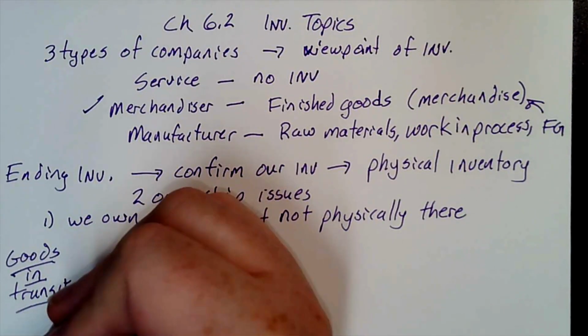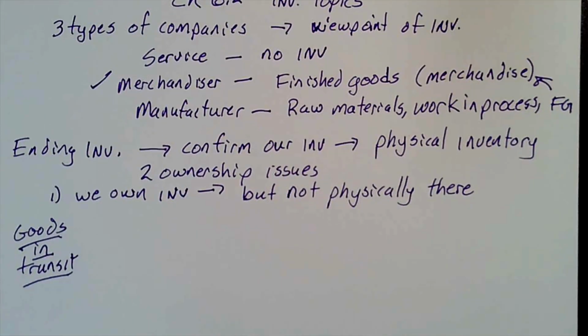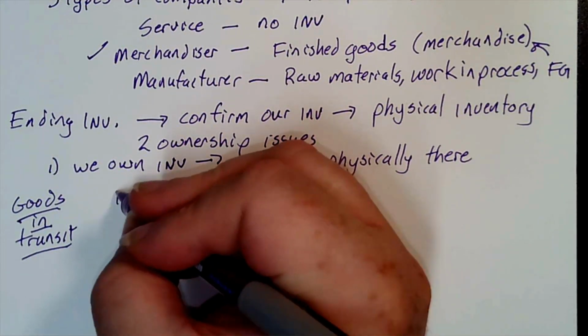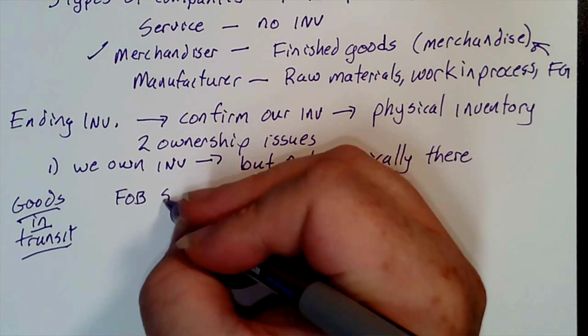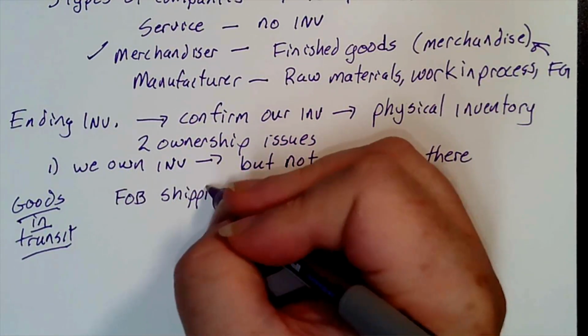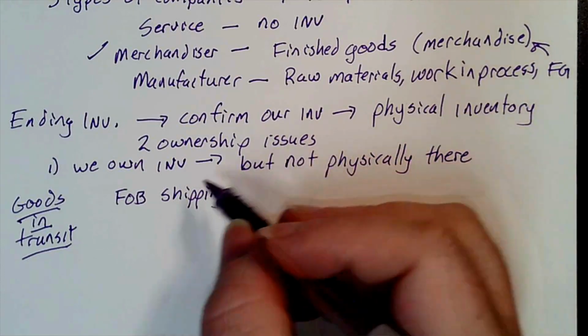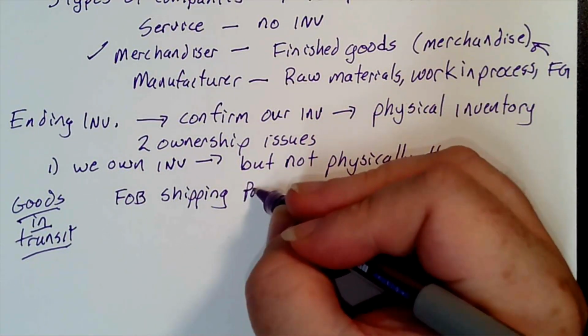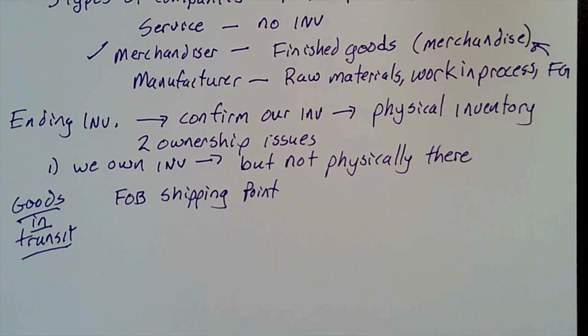And we're going to revisit an idea that we have used previously. Remember when we talked about FOB shipping point and FOB destination, we're going to revisit that with the idea of ownership. Previously we looked at that as far as who is paying the shipping cost, but we can also use the same sort of information to look at inventory ownership.